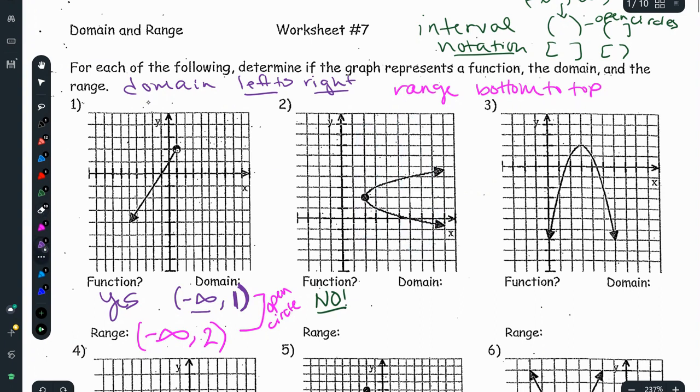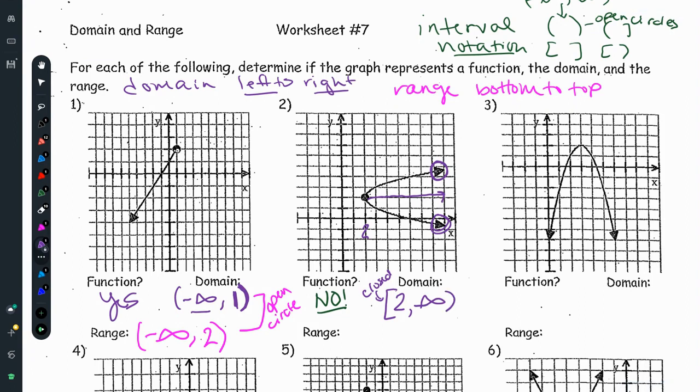Looking for the domain, I start moving from left to right, and the very first time I hit a point is right here when my x-coordinate is 2. So my domain starts at 2, and this time it gets a bracket because that's a filled-in circle. So closed circles get brackets. Now, as I continue to the right, when I hit the furthest point of my graph, I have arrows, which means that my graph is going to continue forever to the right, and forever to the right is infinity.